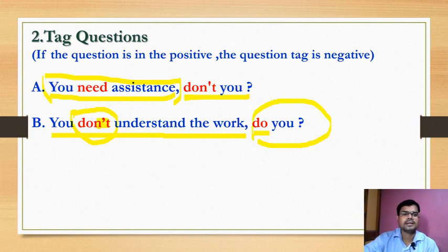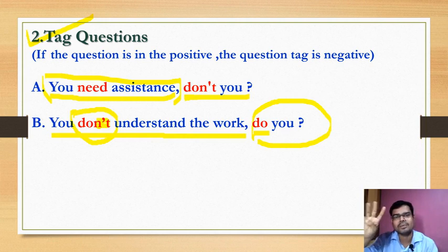So for the second use, for question tags, we use auxiliary verbs do and does. Correct? Have you understood this also? Very good. Now let's check rule number 3, or the third use of an auxiliary verb. Understood? Very good.